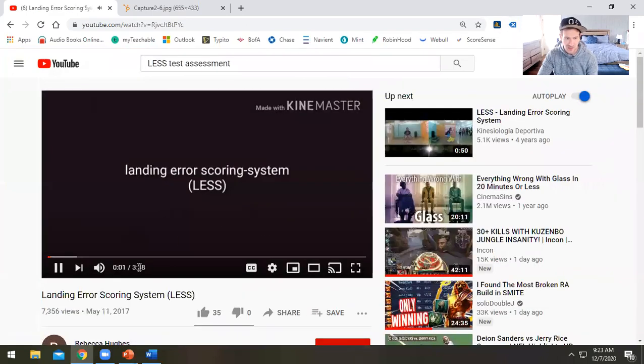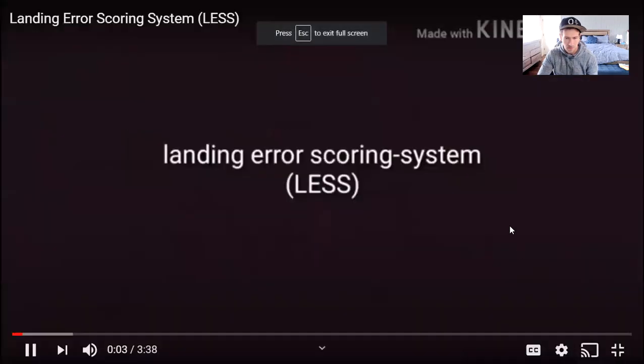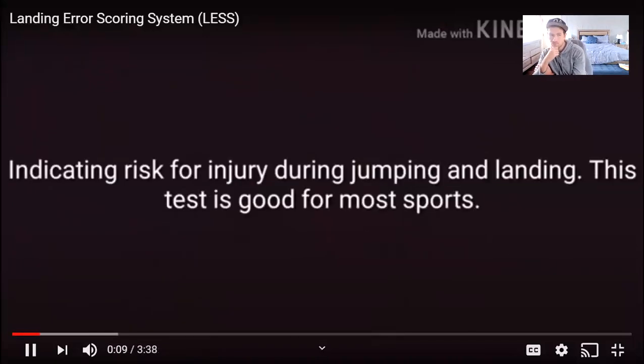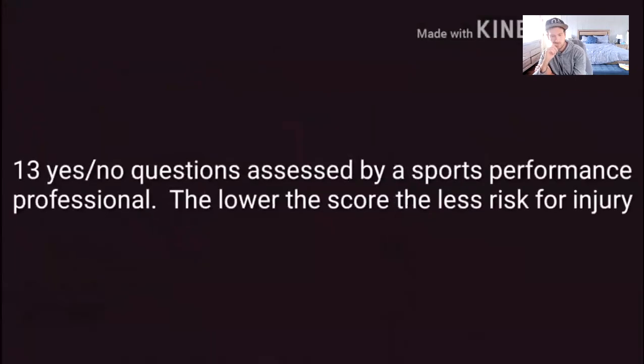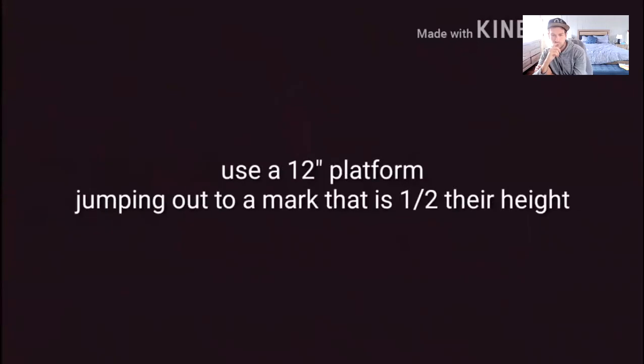I'll be evaluating the landing error scoring system, or the LESS assessment. This is a great test for indicating if an athlete has a risk for injury during jumping and landing movements. It's a good test for most sports because most sports include jumping. This will be based on a 13 yes/no questionnaire assessed by a sports performance professional. The lower the score, the less risk of injury.